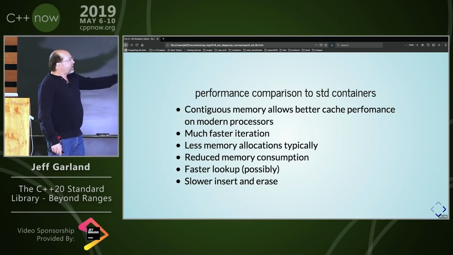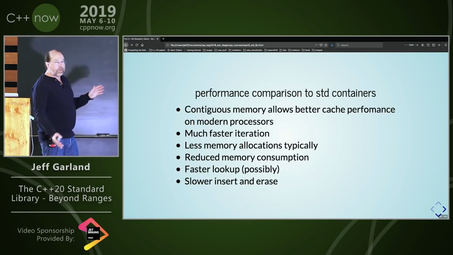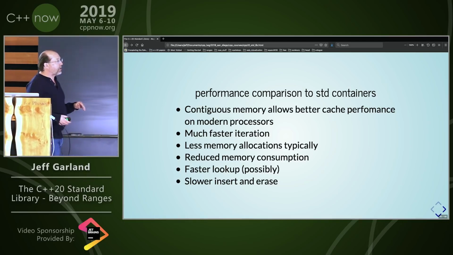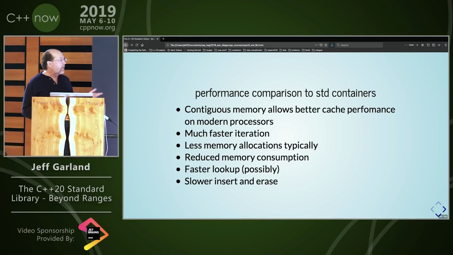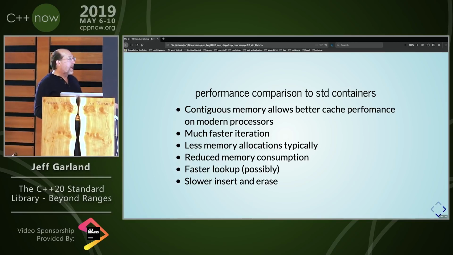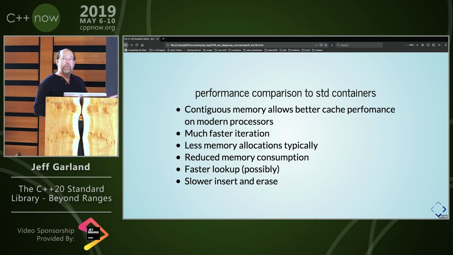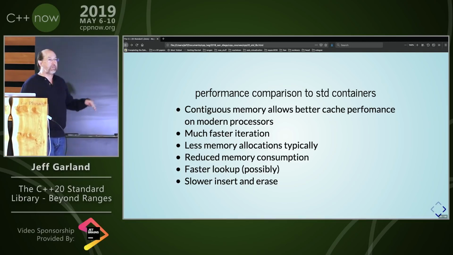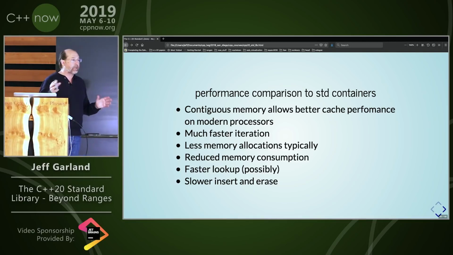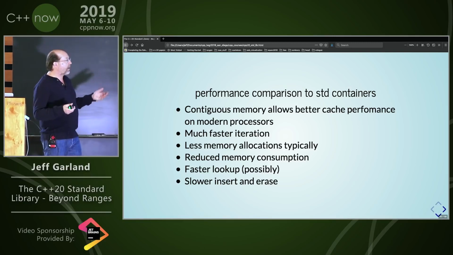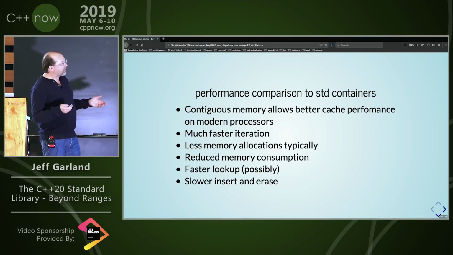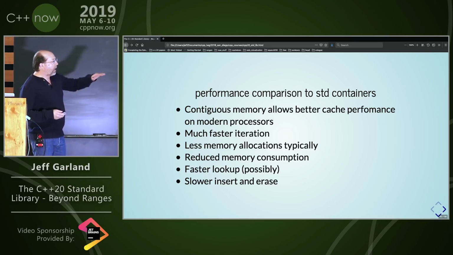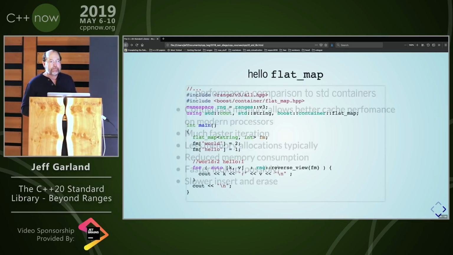So the performance comparison: these are going to use contiguous memory as their underlying storage. So in general, you're going to get a lot better cache performance on modern processors. We saw the iteration was faster. You're typically going to have a lot fewer memory allocations, and used in certain ways, you'll have none. In addition to that, you're going to get reduced memory consumption because you don't have the overhead of red-black trees, a node-based container, which takes pointer space for every element that you put in. Faster lookup? Maybe. Definitely slower insert and erase.